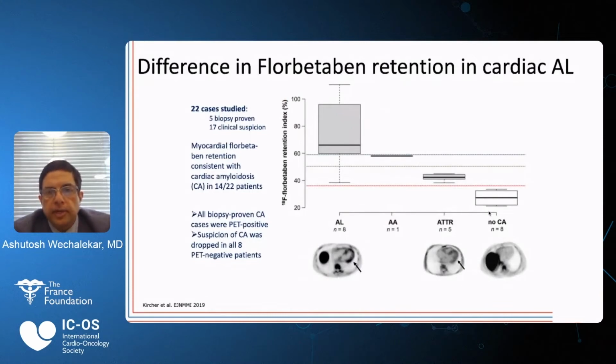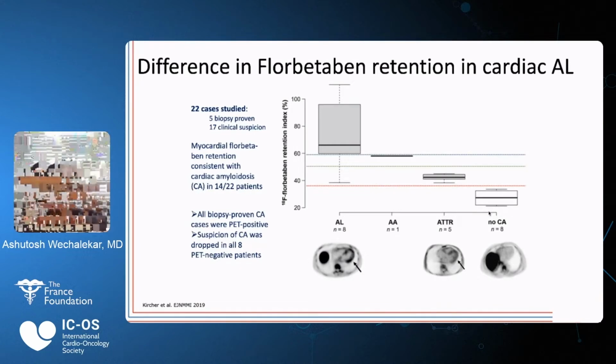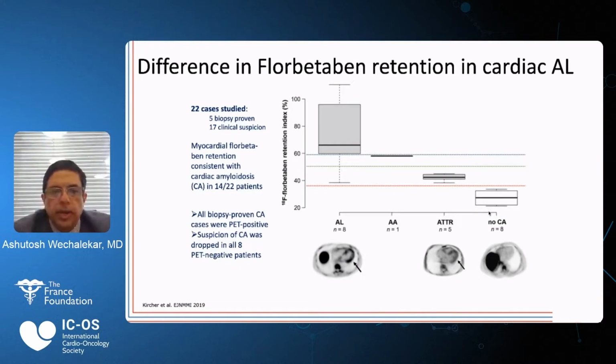Florbetaben has been further studied in amyloidosis, and this was a study from an Italian group which looked at a series of patients with AL amyloidosis, where you can see that there's significantly greater retention of florbetaben in AL amyloidosis compared to ATTR amyloidosis or no cardiac amyloidosis. Next slide, please.